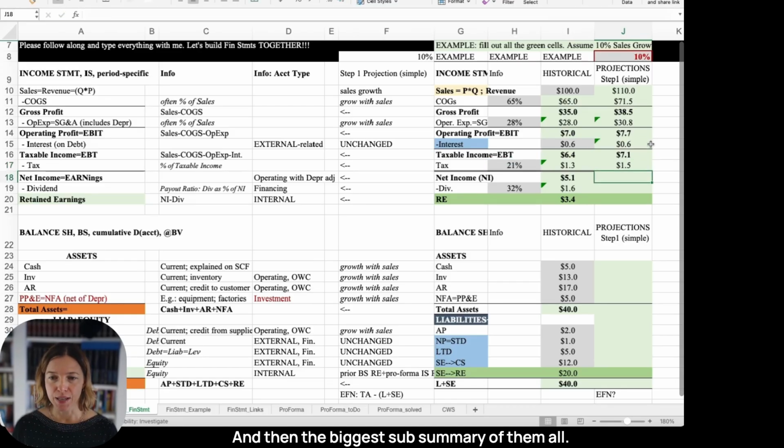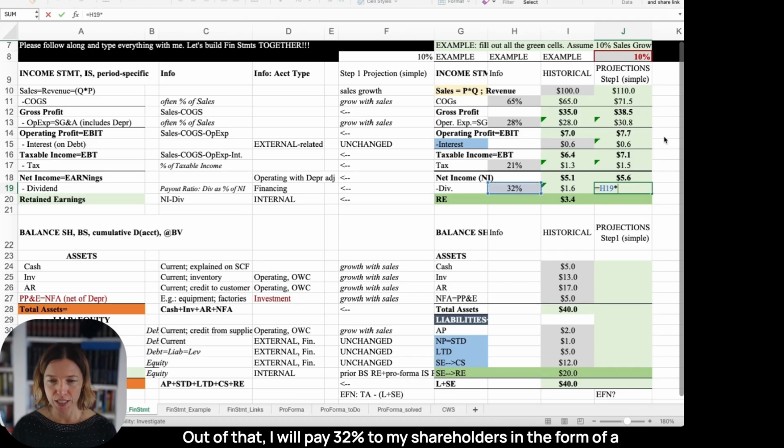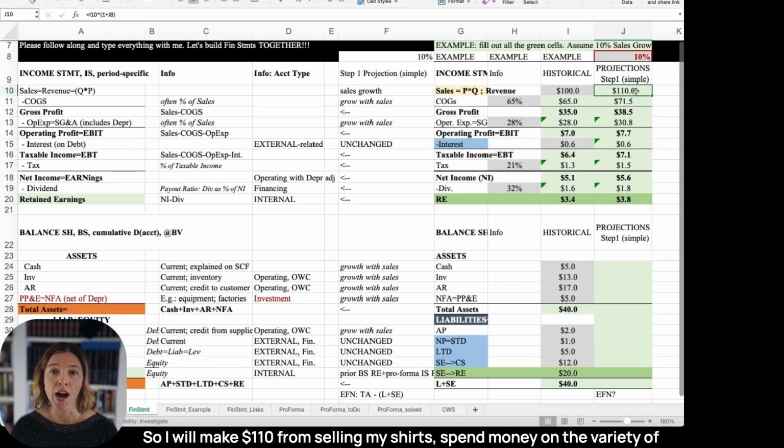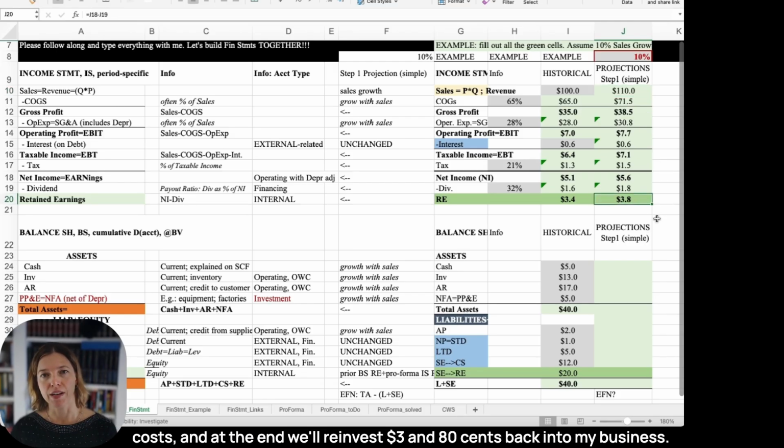And then the biggest sub-summary of them all, net income, is my taxable income minus the tax. Out of that, I will pay 32% to my shareholders in the form of a dividend, and what's left over will be reinvested back in the company. So I will make $110 from selling my shirts, spend money on a variety of costs, and at the end will reinvest $3.80 back into my business.